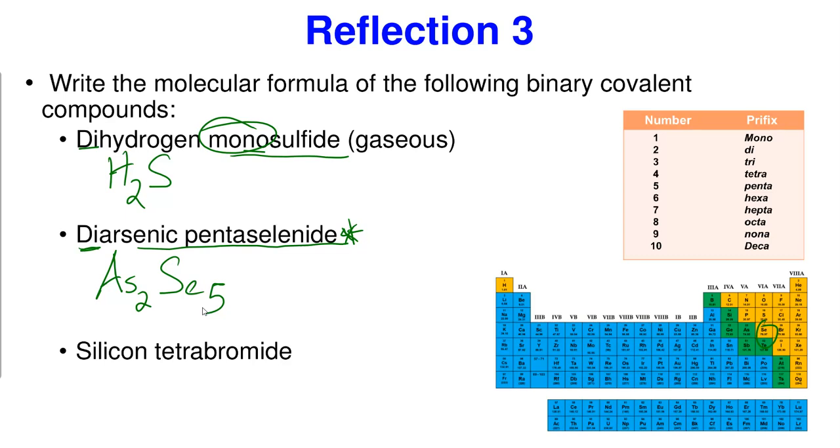Then the next one says silicon tetrabromide. Silicon tetrabromide. So let's do it. So here, silicon is, of course, Si. You can always look that up. Si, but it's only 1. Tetrabromide means bromine is 4, SiBr4. That is how you write the formulas of those.